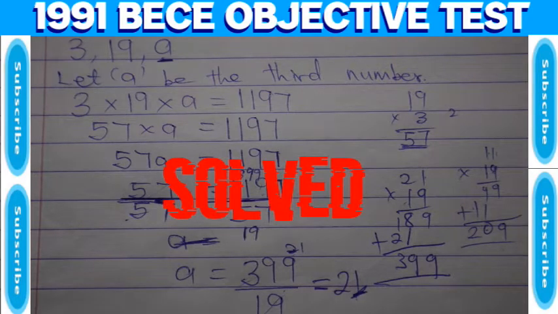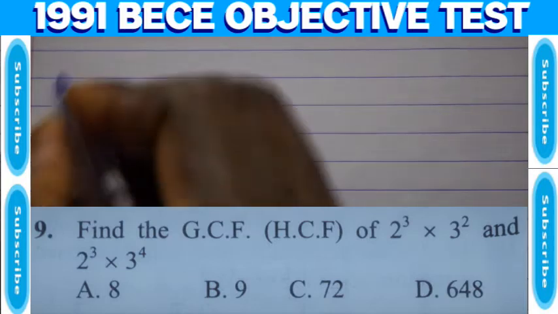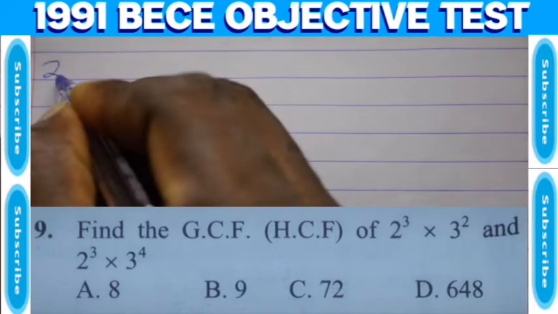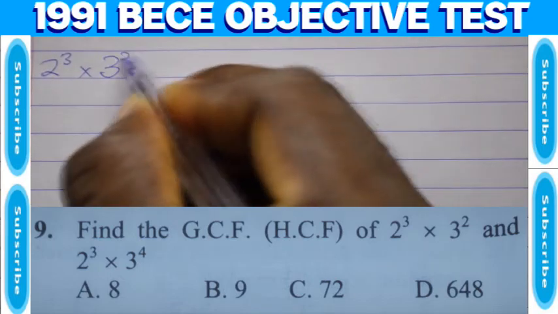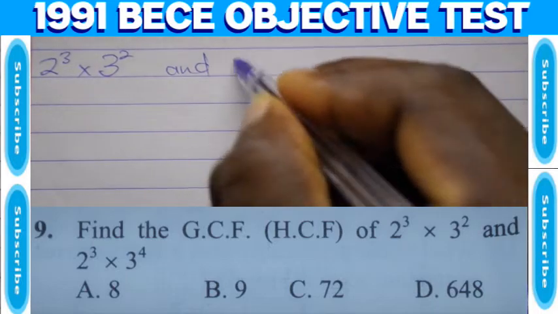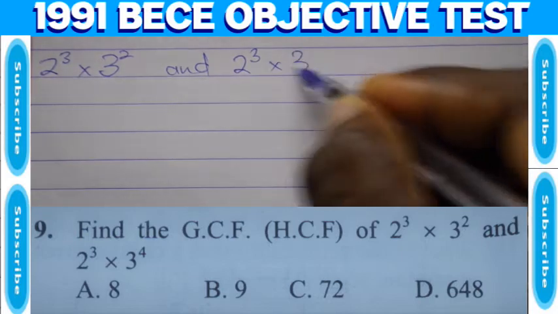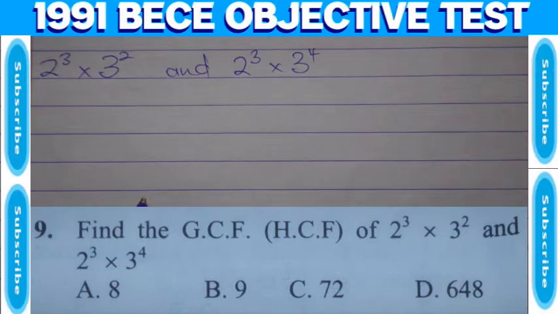Let's move on and take a look at question 9. Find the GCF, that's the greatest common factor, or HCF, which is the highest common factor of 2 exponent 3 multiplied by 3 exponent 2 and 2 exponent 3 multiplied by 3 exponent 4. There's the question that we have. So we are finding the highest common factor for these two multiplication sentences. Let's look at how best we can find that.